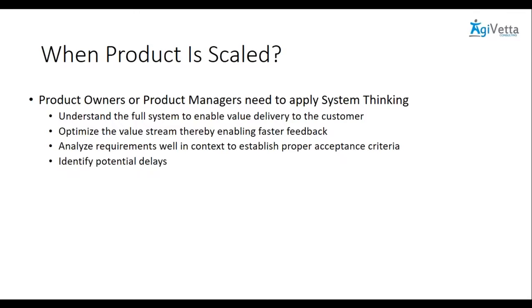Also, it is important to analyze the requirements well in context so that you're able to establish acceptance criteria. Mind you, there are multiple teams working. So each team would work on its own set of stories and would contribute to a larger story in that requirement hierarchy. So the acceptance criteria have to be well understood in that context. And one thing that should be taken care of by all the product owners and product managers is that they should be able to identify where the delay is going to happen. Now, let's take an example.